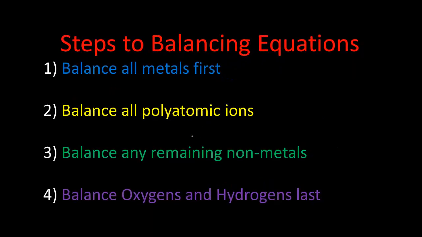Okay, I'd like for you to write these 4 steps down, and we'll go through an example here in a minute. First thing you're going to do, you balance all your metals first. Then you balance your polyatomic ions. Third, you balance any remaining nonmetals left. And last, you balance all your oxygens and hydrogens.